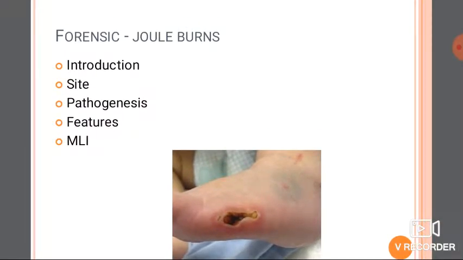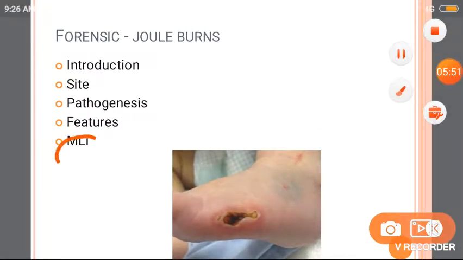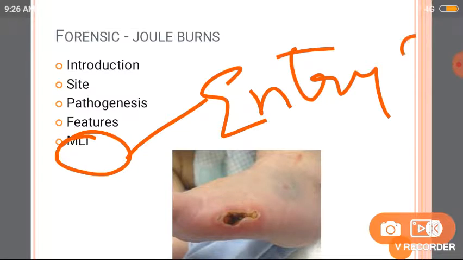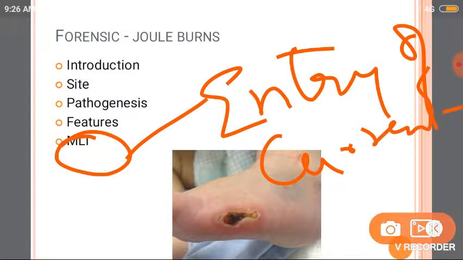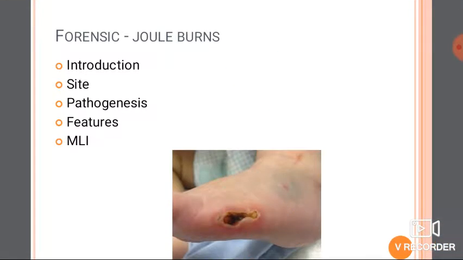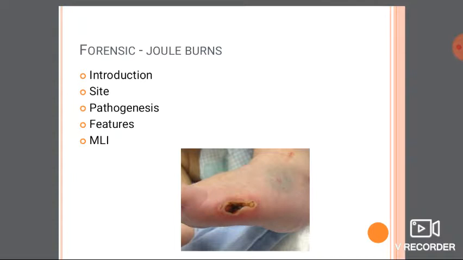So that is all about Joule burn. We have to complete the medico-legal importance. Basically, this is with the entry of current. They are specific and diagnostic of contact with electricity. That's all the medico-legal importance given here. So we are done with Joule burns.